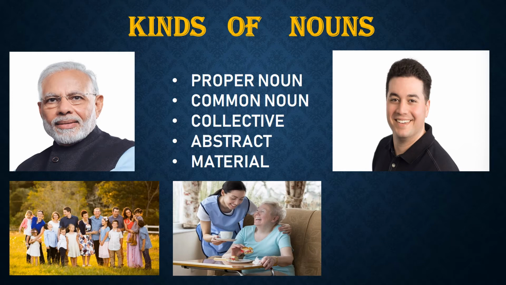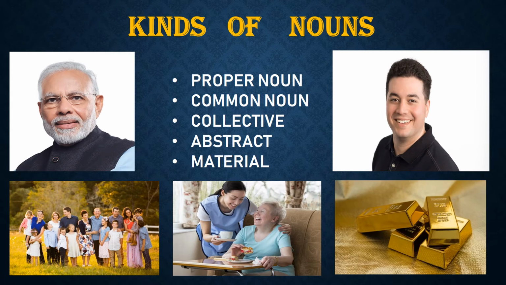Next is your material noun. Material noun, here in this picture you can see there are gold bars. Okay, so gold is a material noun. Why? Because gold is a thing which is used for making something. Okay, so it is a material. So let us learn about all these kinds of nouns in detail.